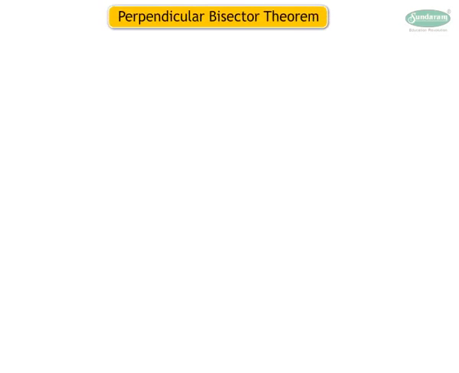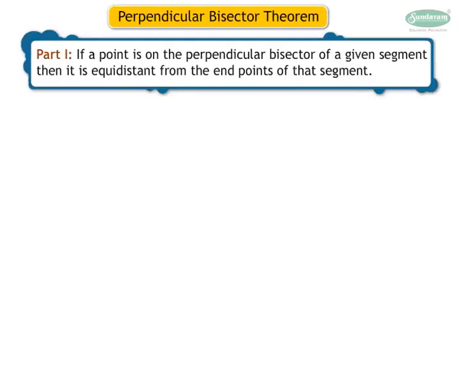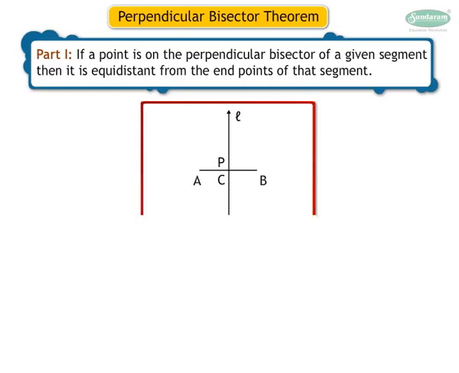Now, let us study the perpendicular bisector theorem. Part 1. If a point is on the perpendicular bisector of a given segment, then it is equidistant from the end points of that segment. See the figures alongside. Proof of Part 1.